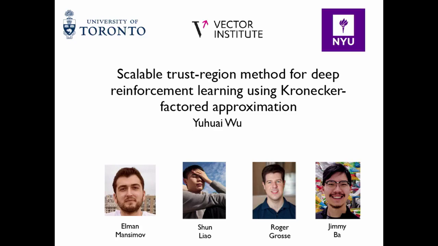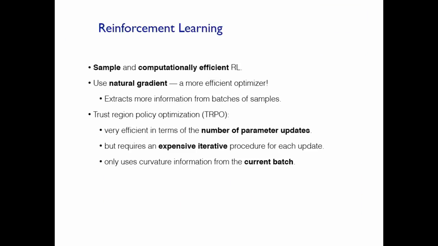Hi, I'm Yuhuai Wu from University of Toronto. Today I'd like to introduce a new reinforcement learning method where we apply an approximate natural gradient method called K-FAC to actor-critic. In reinforcement learning, we'd like an algorithm that is both simple and computationally efficient. Our approach is to use natural gradient, which is a more efficient optimizer.